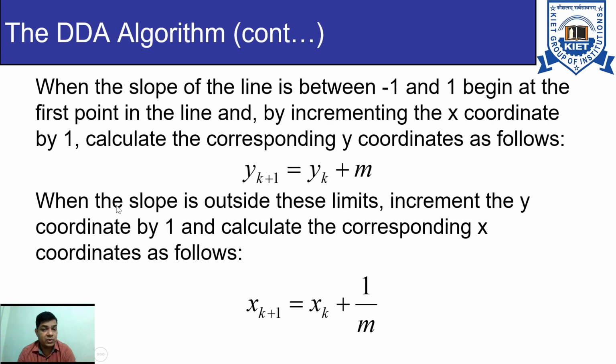In the other case, if the slope is not between -1 and 1, we increment the value of y and approximate the value of x, and the approximation can be given as xk plus 1 is equal to xk plus 1 upon m.